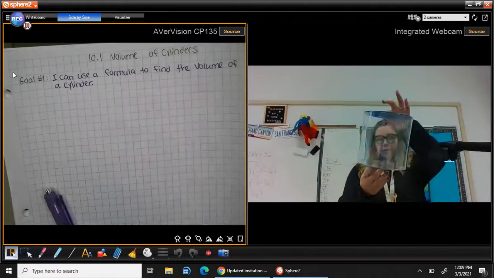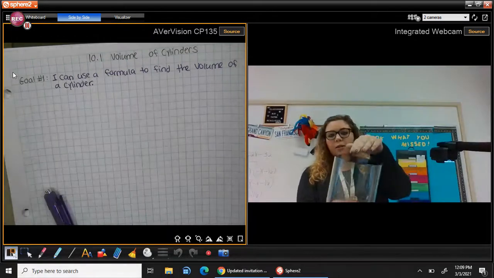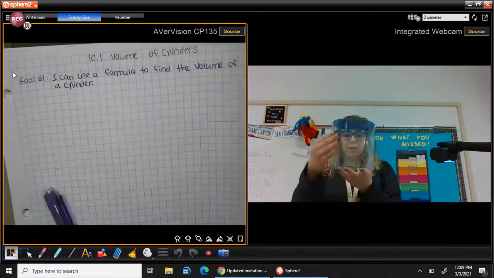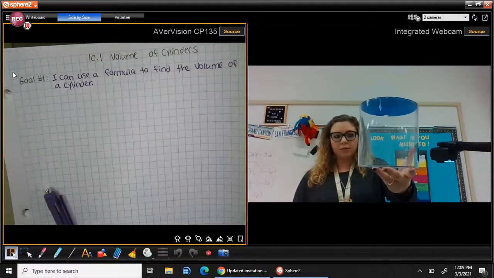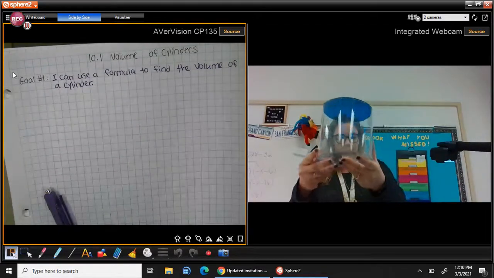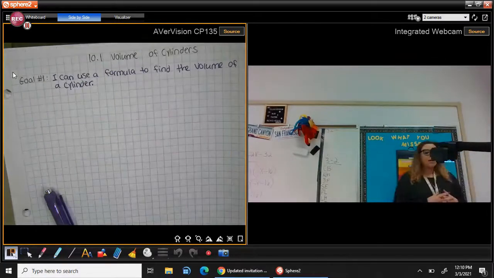And a cylinder looks like this. So your base, what shape is your base? A circle, and then it is round. This kind of looks like you put beans in it or something like that. So it's a can. That is what we're talking about when we're talking about a cylinder.